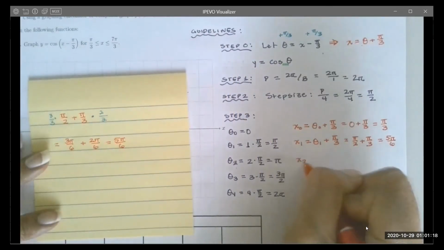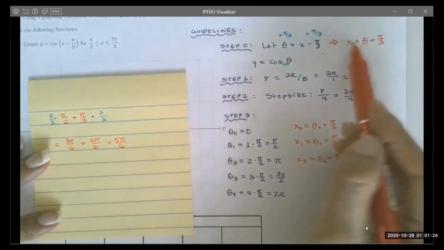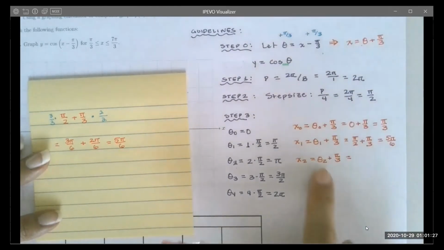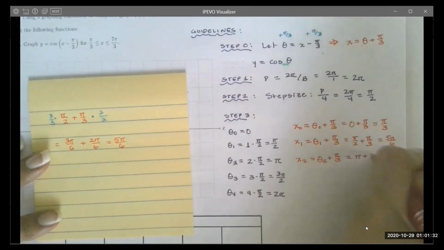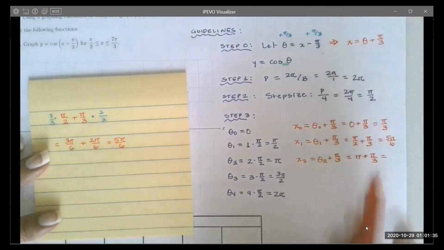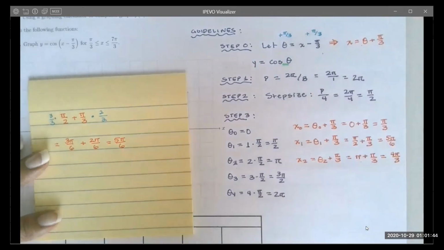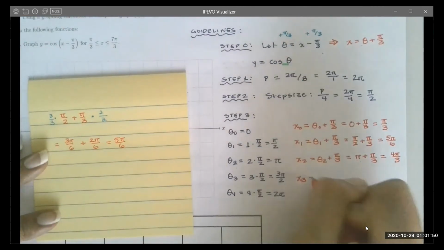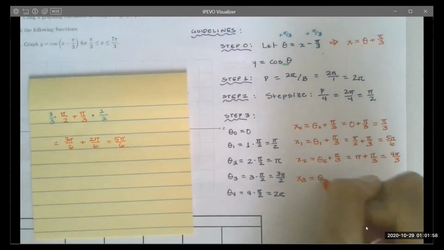Okay, next one, x2 will be theta 2 plus pi over 3. This comes from the original equation. Now we plug in theta 2, which is pi. So we get pi plus pi over 3. A little bit of side work, multiplying the top and bottom by 3, will give you 3 pi over 3 plus pi over 3. That's 4 pi over 3. So far, so good. Do you guys have any questions? We still have 2 more x values to go, but please stop me if you do have any questions.